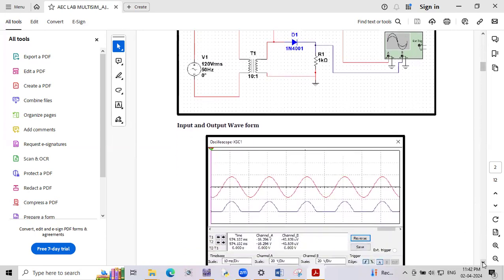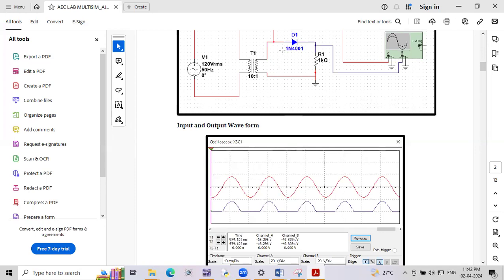Before that, I'm going to show you the waveform. The red color waveform is the input waveform, and the blue color waveform is the output waveform. Okay, here, during the positive half cycle the diode will conduct. Why? Because positive is connected to positive, negative is connected to negative. So that's why our diode will conduct during the positive half cycle.